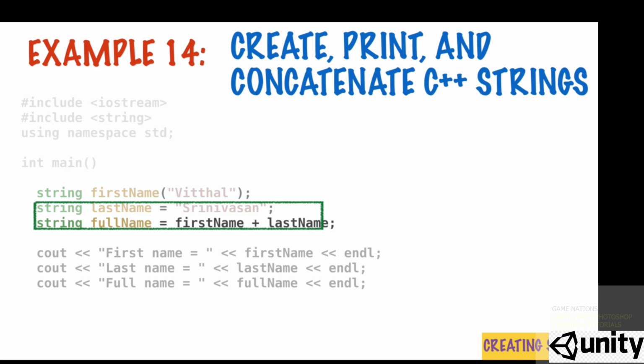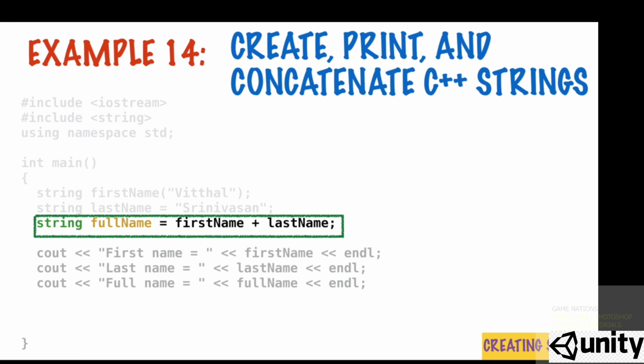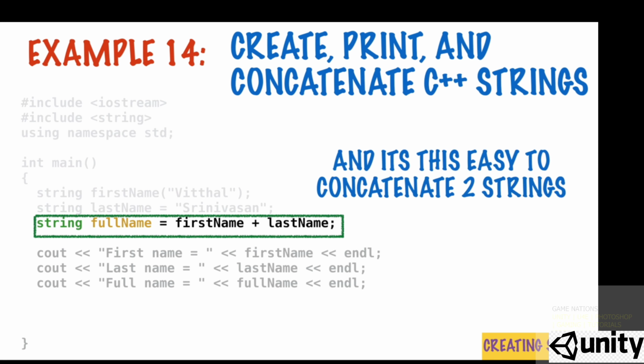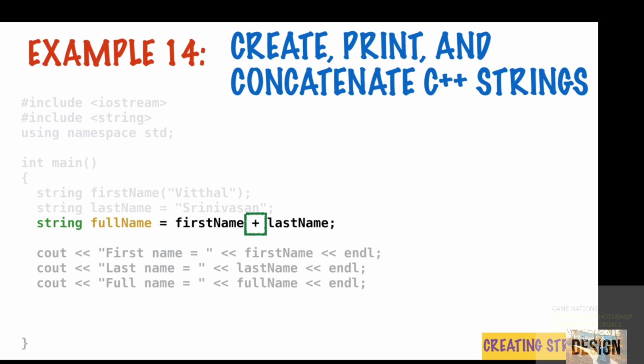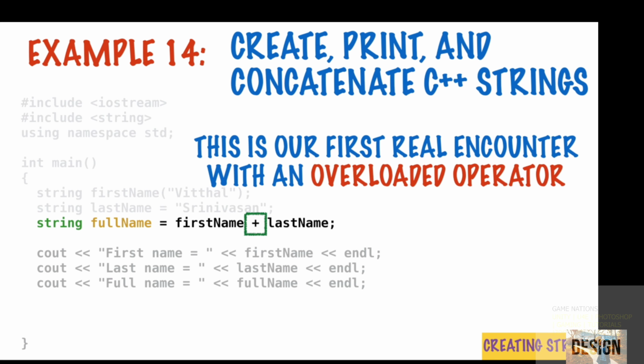And next up is a line which ought to get you wildly excited if the only programming language that you know is C, but which you will be very blasé about if you already know Java or C Sharp. And this is the way in which we concatenate strings in C++, simply using the plus sign. This again was huge when it was added to the C++ language. And this is also our first real encounter with an overloaded operator.